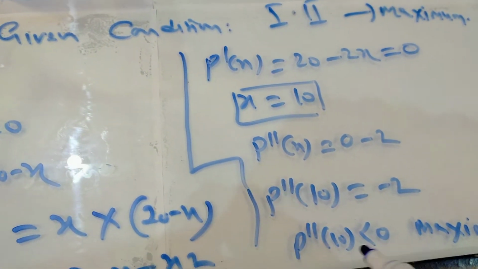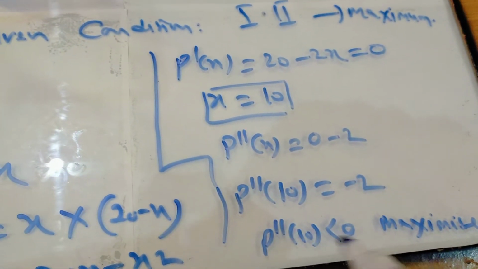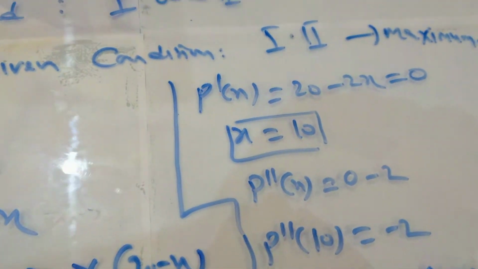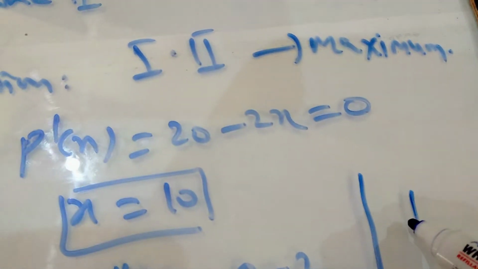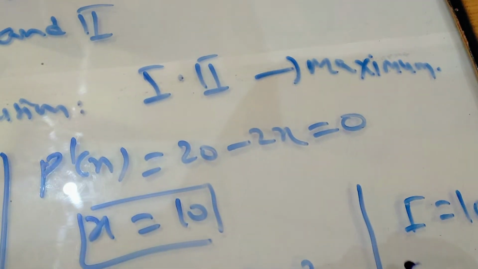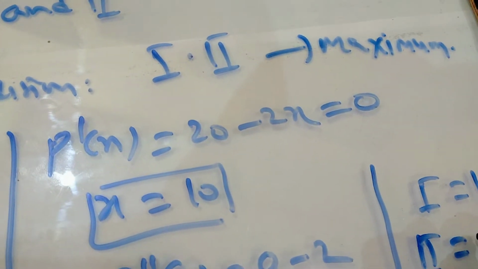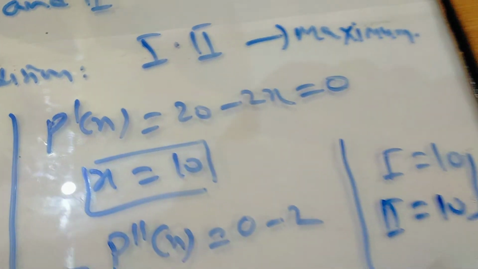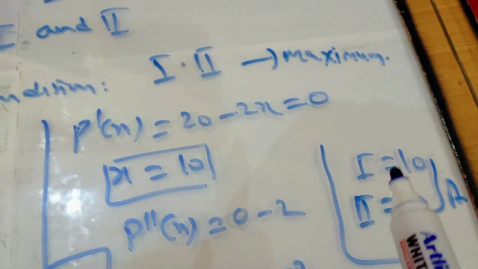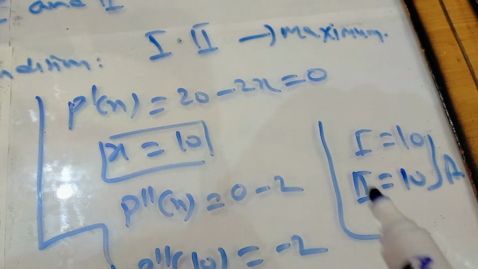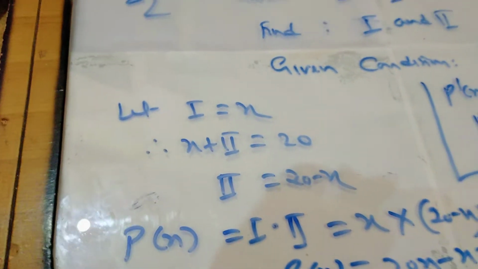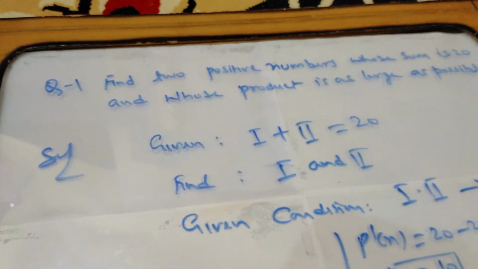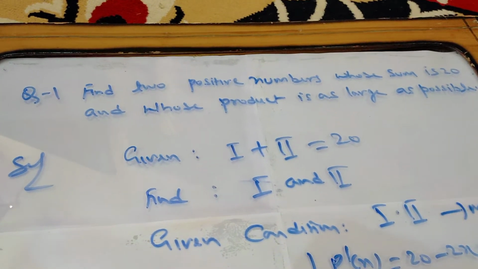So for x is equal to 10, the product is maximum. Therefore you can say your first number is 10, and your second number is 20 minus 10, that is also 10. So 10 and 10 are the two numbers whose sum is 20 and whose product is maximum. So this is the right way to implement this concept through this particular question.